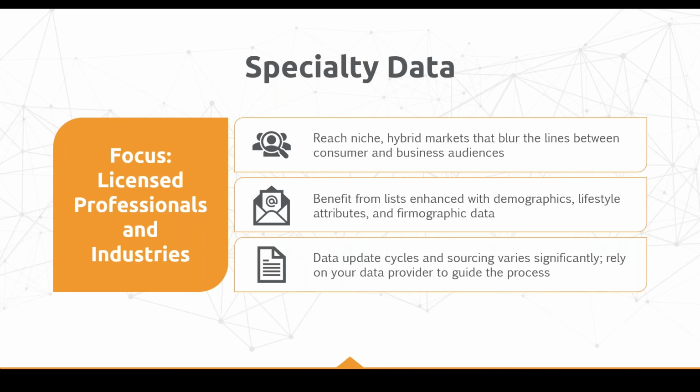Now, the benefit from this type of data is that you also have demographics that are associated with it. So some of the things that we talked about from a consumer side, those attributes are going to be available, as well as on the firmographic side with the business information. So it really is more of a hybrid type list when you think about looking at the consumer data and the business data. And now these update cycles do vary. So when you're working with this type of information, you're going to want to make sure that you ask your data provider how often it is updated, and then the sourcing as well, because it can vary significantly depending on the type of specialty data list that you use.